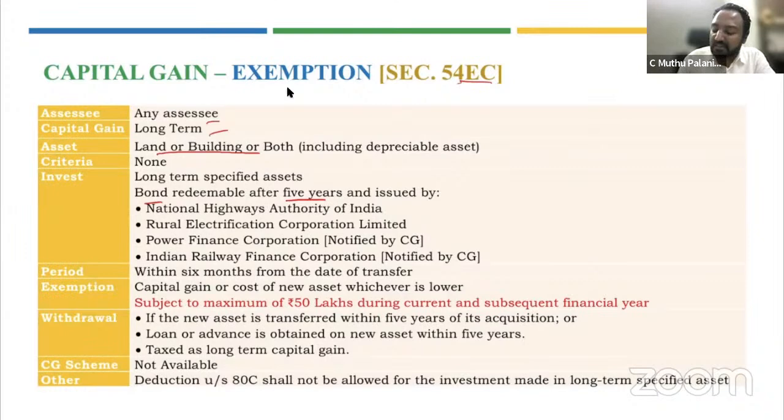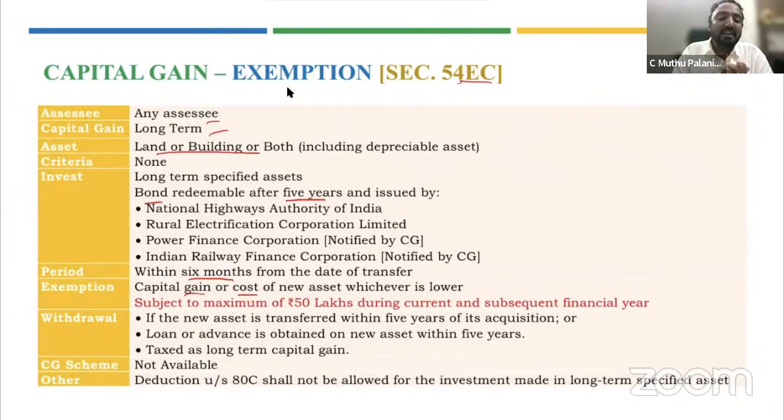I have to invest it within 6 months from the date of transfer. So the capital gain or the cost of new asset, whichever is lower, is eligible for exemption. But there is one more condition. Maximum eligibility is only 50 lakhs, during the current year and the subsequent financial year.